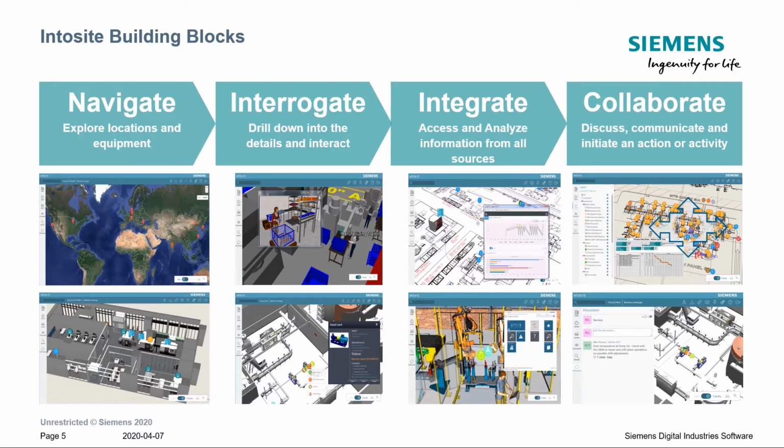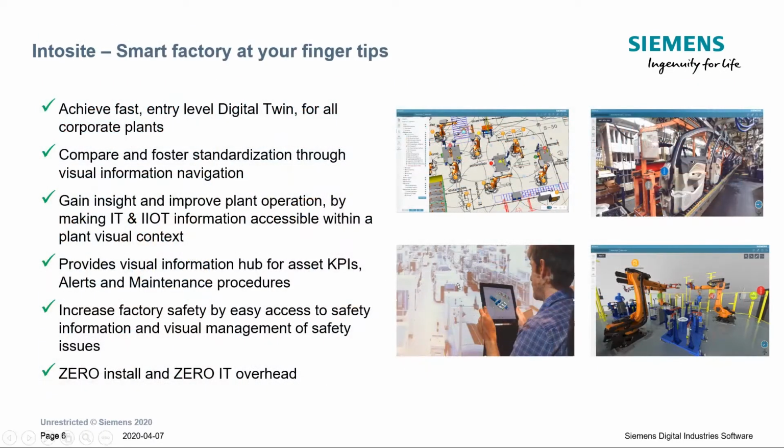And lastly, Intosite provides a common virtual meeting place so that anyone within the company can share the same viewpoint and know that they are all collaborating on the correct piece of information. Furthermore, this can help reduce the need for plant visits and travel. And Intosite even provides the ability to have a discussion directly on a piece of data, or a placemark as we refer to them. So Intosite provides this idea of a smart factory right at your fingertips.